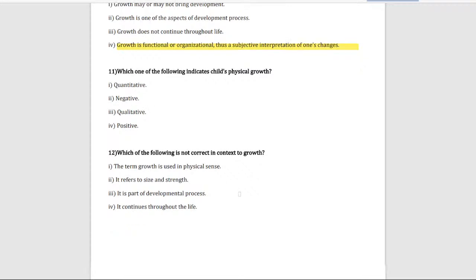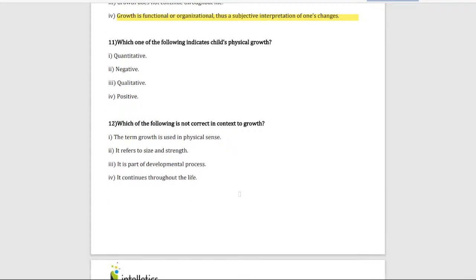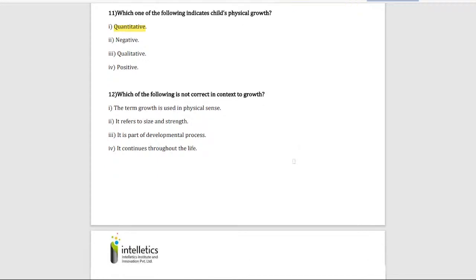Question number 11. Which one of the following indicates a child's physical growth? First, quantitative. Second, negative. Third, qualitative. Fourth, positive. So which one of the following indicates a child's physical growth? And the correct answer for this question is quantitative. So, quantitative changes indicate the child's physical growth.